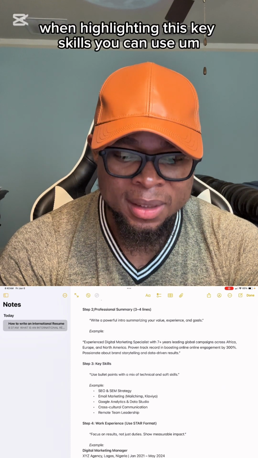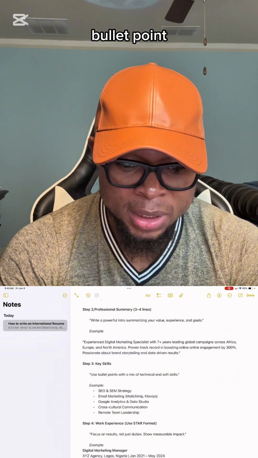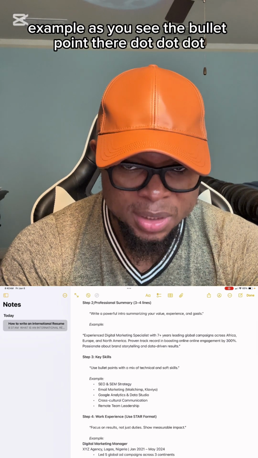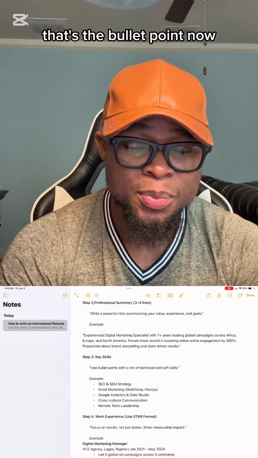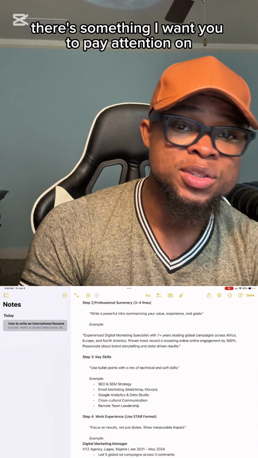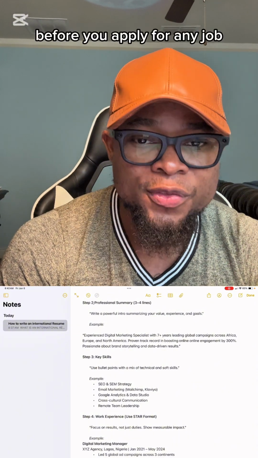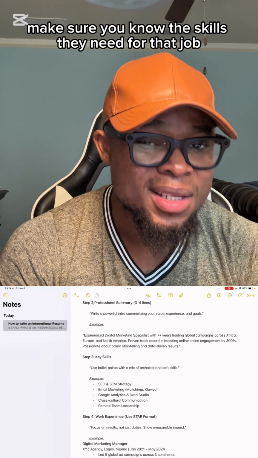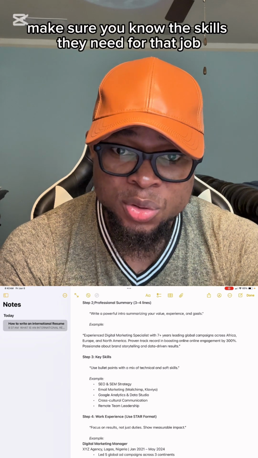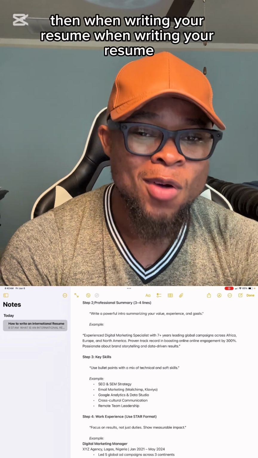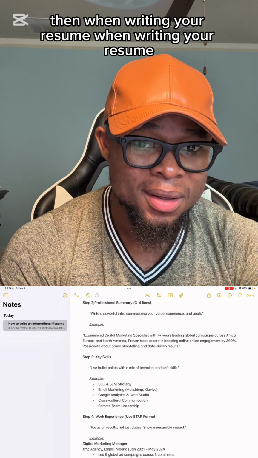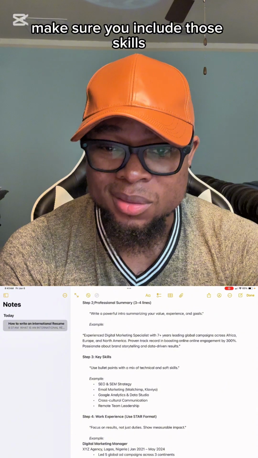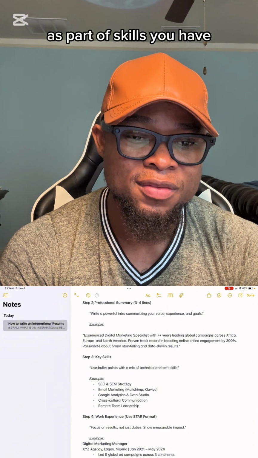Then, point number 3, write about your key skills. When highlighting these key skills, you can use bullet points. If you look at my screen, you will see it here. Example, SEO. You see the bullet point there, dots, dots, dots. That's the bullet point. Now, there's something I want you to pay attention to on the skills. Before you apply for any job, make sure you know the skills they need for that job. Then, when writing your resume, make sure you include those skills as part of the skills you have.